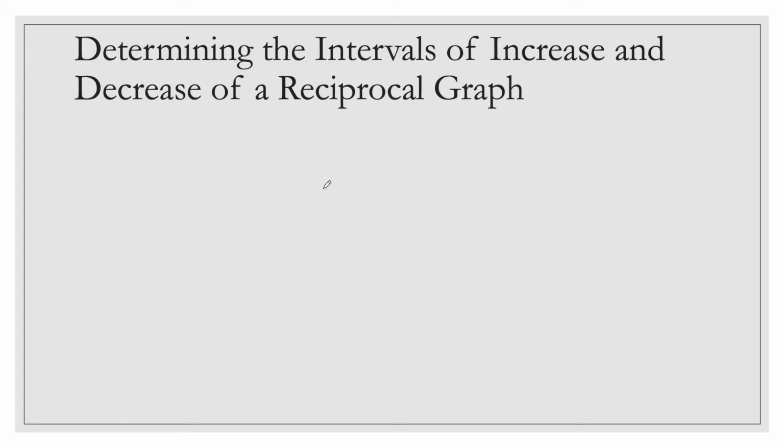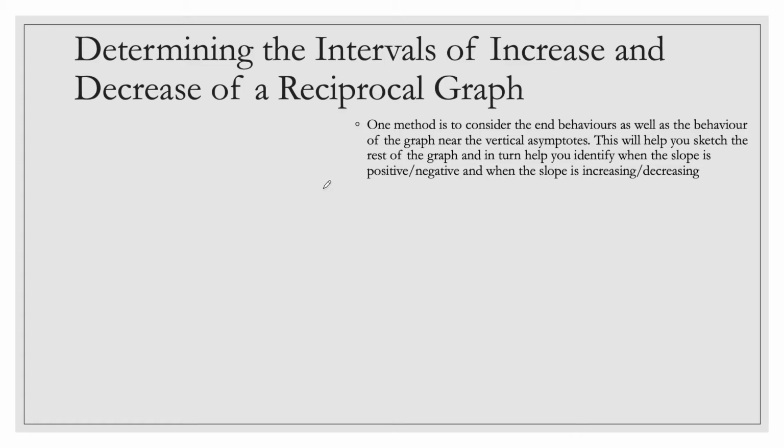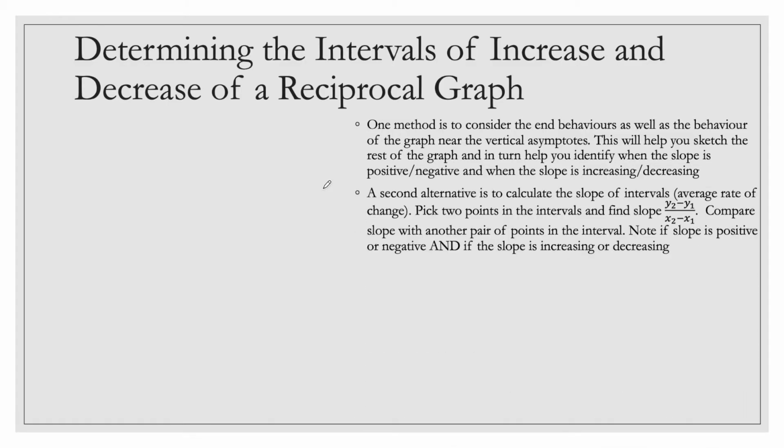To determine the intervals of increase and decrease on a reciprocal function, we have a couple of choices. So one method is to consider the end behaviors as well as the behavior of the graph near the vertical asymptotes. Then what you will do after this is just simply sketch the rest of the graph by filling in any other points that are significant in the reciprocal function. And this will in turn help you to identify when the slope is positive and negative. So if you are looking at the graph and you notice that the tangent lines would be going down to the right, then you know the slope is negative. And if you draw tangent lines and you know that they're going up to the right, you know that the slope is positive. There is a second method, and I personally would not recommend this method.